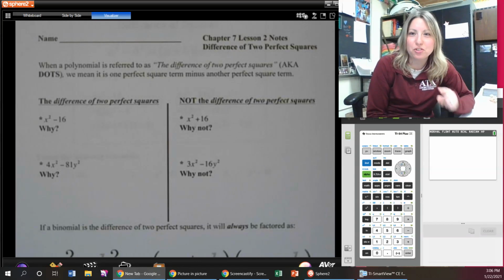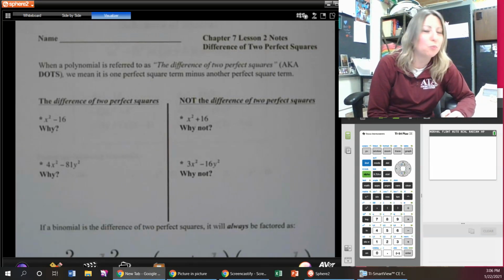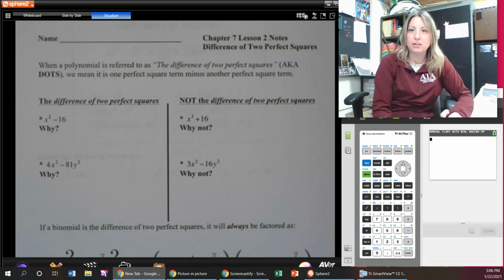Algebra. Welcome to your Chapter 7 Lesson 2 notes. We are going to talk about factoring the difference of two perfect squares today.